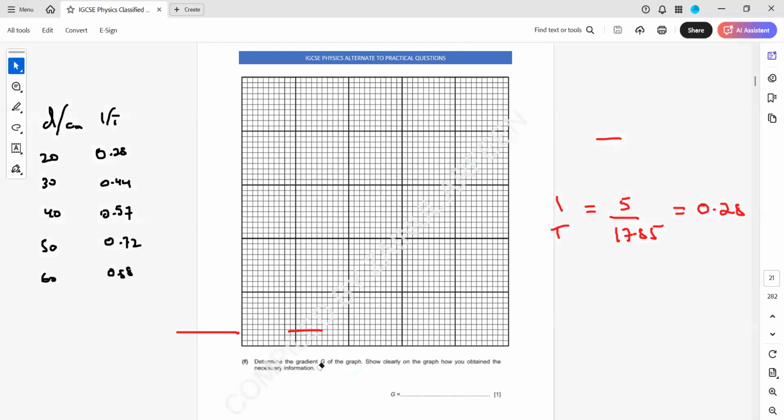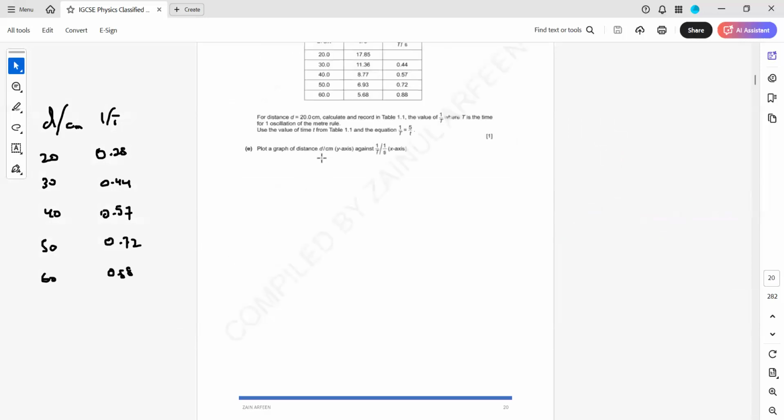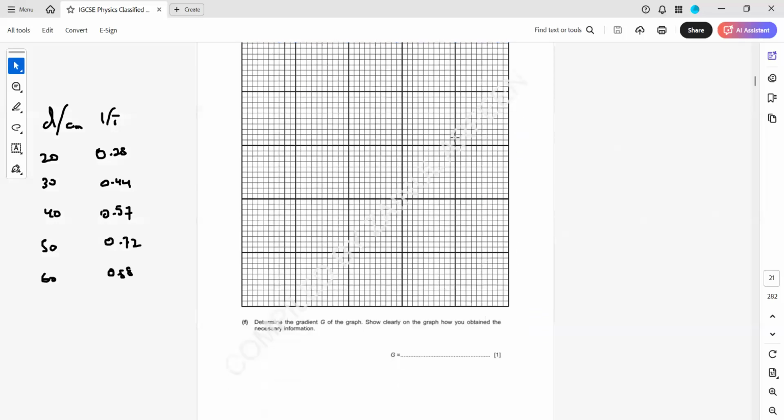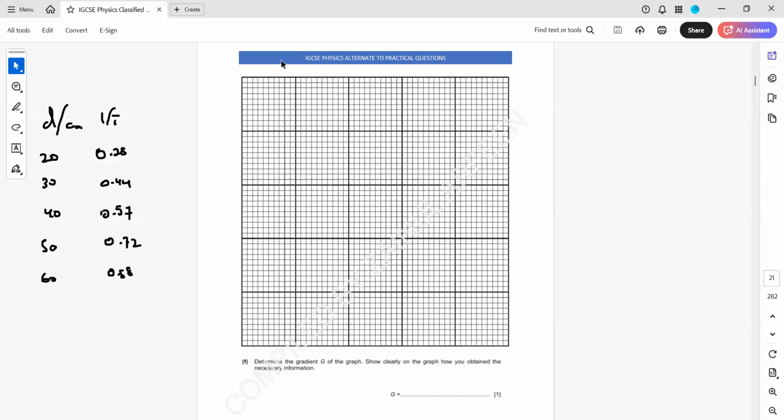Now, in the question, they mentioned what we have to plot on the x-axis and what we have to plot on the y-axis. What we have to plot on the x-axis is 1 over t. So I need 1 over t here. So in the exam, how to label this? You will write 1 over t slash 1 over second, because you write the quantity you are plotting and the unit of that quantity.